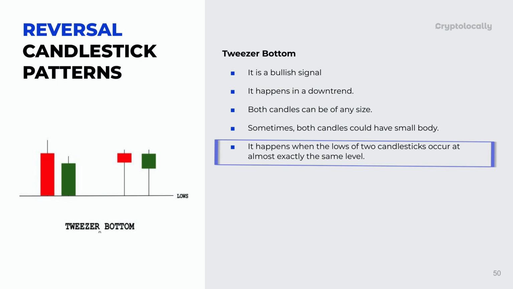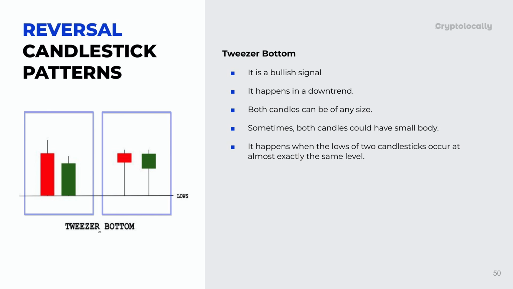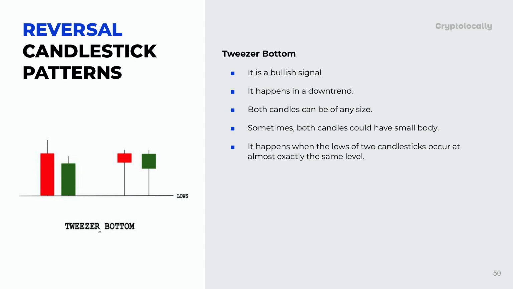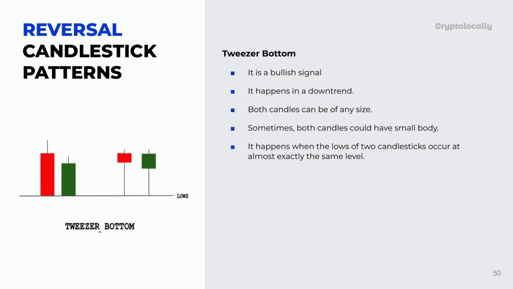This happens when the lows of 2 candlesticks occur at almost the same level. You can see the lows is just direct opposite of tweezer top. When the lows of 2 candles are at the same point, it could be any size. The candles could be any size. That's why I use 2 big candles and 2 small candles as an example. Let's look for this in a real life scenario. It is difficult to see tweezer bottom and tweezer top, and that's why I won't be showing you in a real life scenario, but this is what they look like.